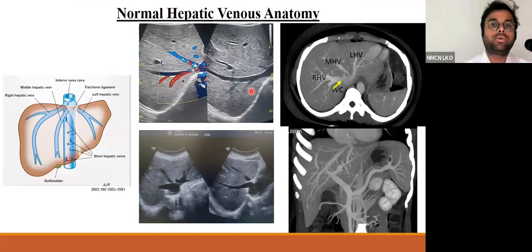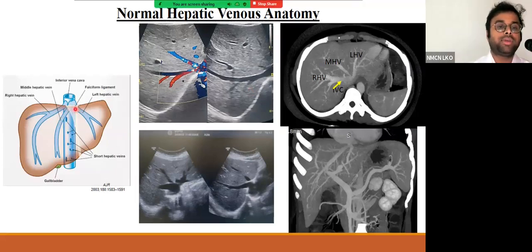First we'll have a look at normal hepatic venous anatomy. This is a schematic diagram showing the right hepatic vein, middle hepatic vein, left hepatic vein, IVC, and short hepatic veins. Short hepatic veins drain the caudate lobe and directly enter into the IVC. Here, this is a color Doppler image showing the right and middle hepatic vein with wall-to-wall color uptake, the IVC here, the right hepatic vein with its confluence with the IVC, and the right, middle, and left hepatic veins with their ostia and confluence in the IVC.